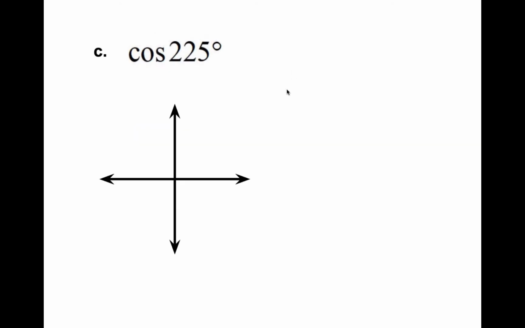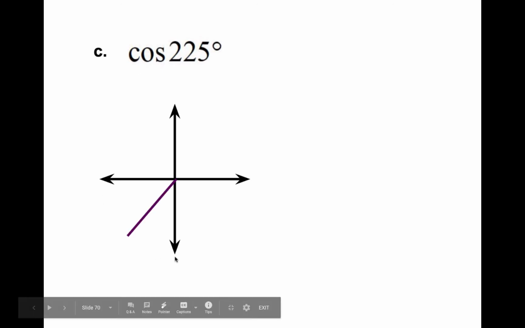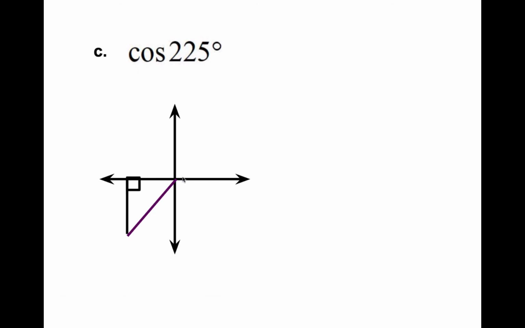For C, draw T. We have 90, 180, 270. 225 is more than 180, but less than 270. So we can connect this to the x-axis. 225, that's 45 degrees more than 180. Our legs are 1. The hypotenuse is root 2. Left is negative, down is negative. But the hypotenuse is always positive.